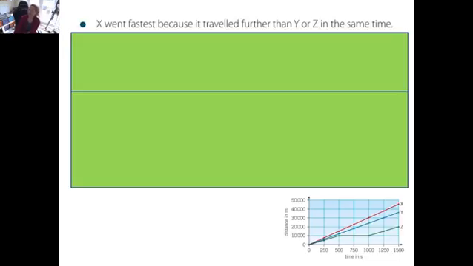Okay, so you should have found some of the following bits of information. Lorry X obviously went the fastest because it travelled the furthest distance in the same amount of time. They all covered the same amount of time, and Lorry X travelled further than Y or Z.